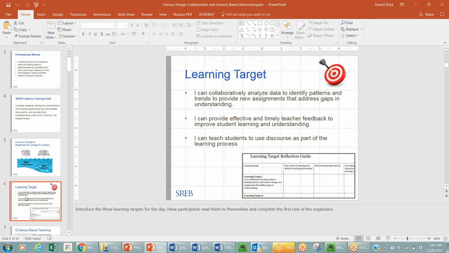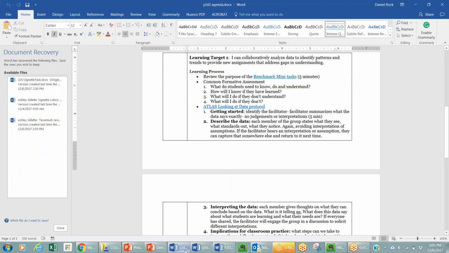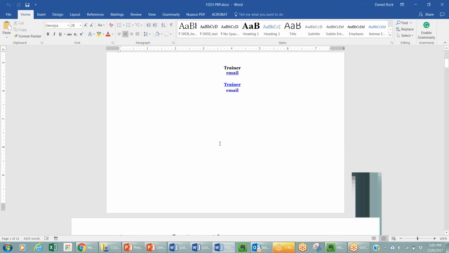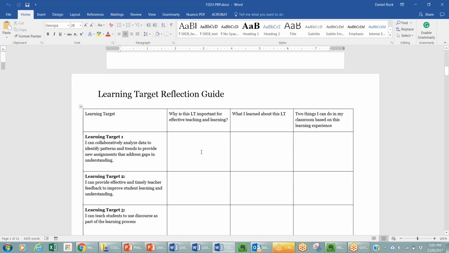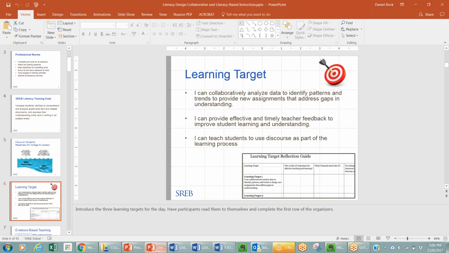So remembering that clear learning intentions is a very high yield strategy, that's very important. We have for them an organizer, as we have before, asking them to read through the goals for today and put some notes as to why you think this goal is important for teaching. Why is this one of our goals? So they do some thinking and some sharing around all three targets.